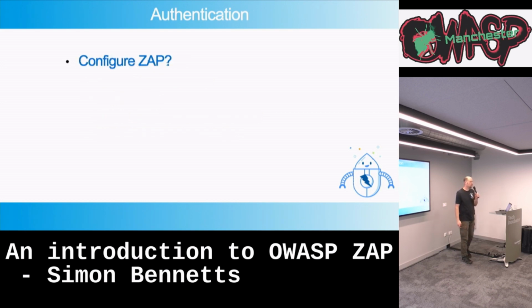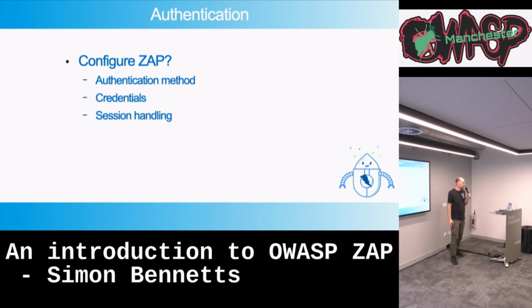And the other option is configuring ZAP. So ZAP needs to know quite a few things. It needs to know how to authenticate, and that is how to get from the state of not being logged in to being logged in. It needs credentials, not surprisingly, and it needs to understand session handling, because if it doesn't understand session handling, it won't maintain the session, and you'll have to log in on the very next request.